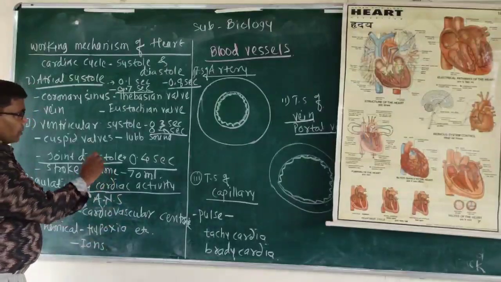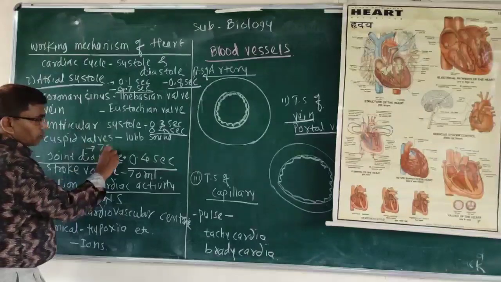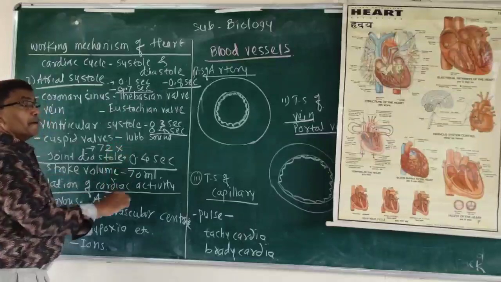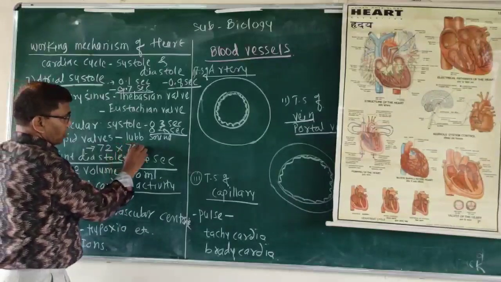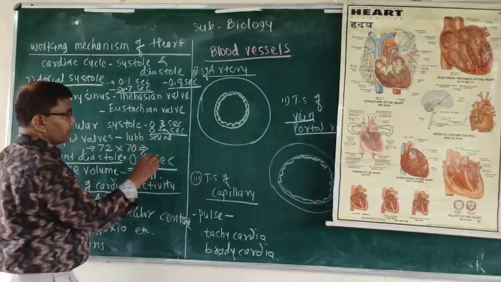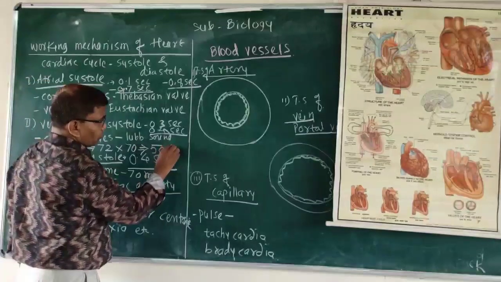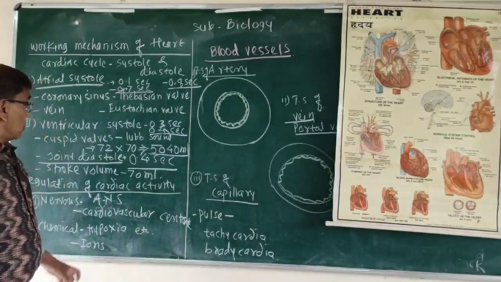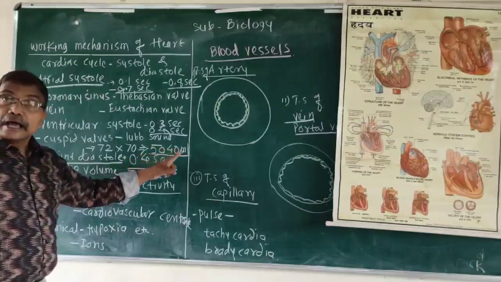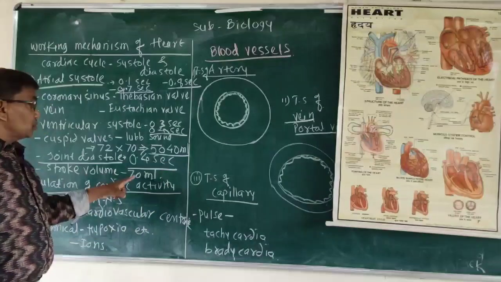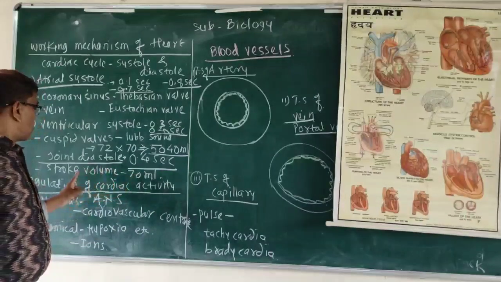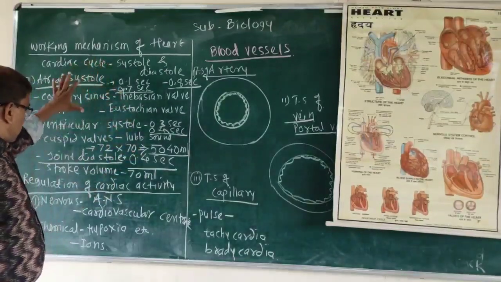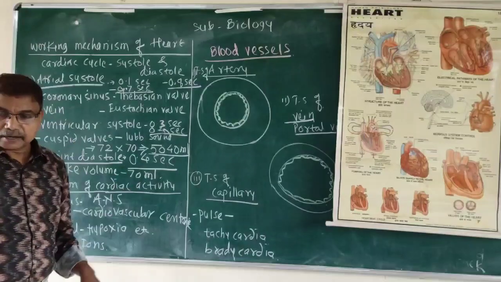We know that our heart beats 72 times per minute in a normal adult person, and per stroke about 70 ml of blood is given out. So per minute about 5040 ml of blood is given out by the heart, which is called cardiac output. The amount of blood given out by the heart per stroke is called stroke volume. So this is about the mechanism of working of the heart.